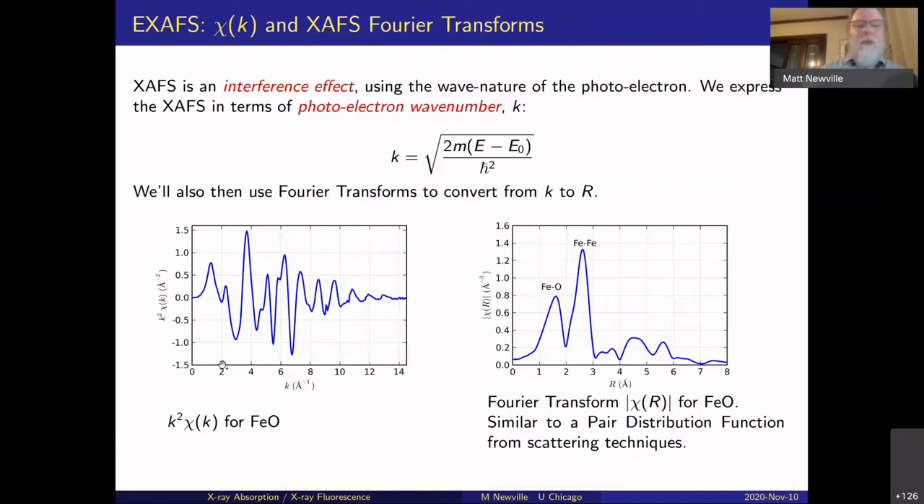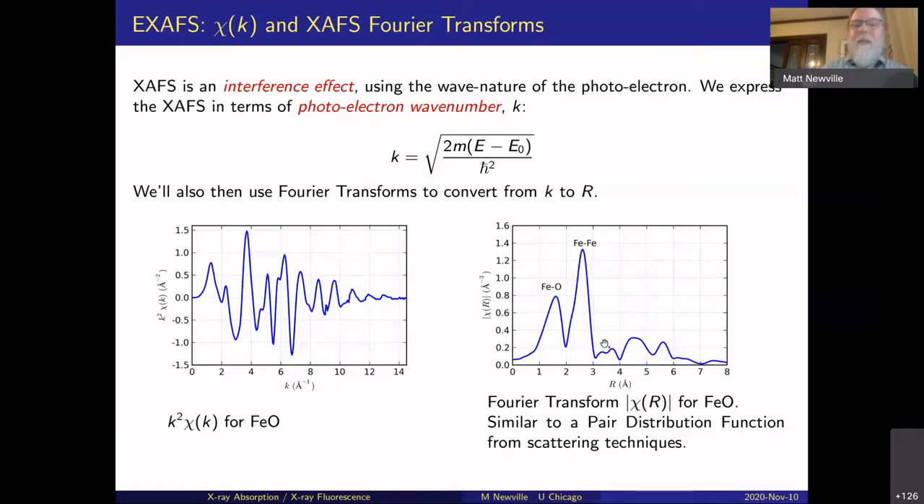So we'll also often amplify the XAFS by multiplying by k squared, and here then is that same data. And you see that it's oscillatory, so that implies, and the way that XAFS was first understood 50 years ago, was if there's an oscillating signal, you can do a Fourier transform. If you do a Fourier transform of that signal, you see an amplitude plot that looks something like this.